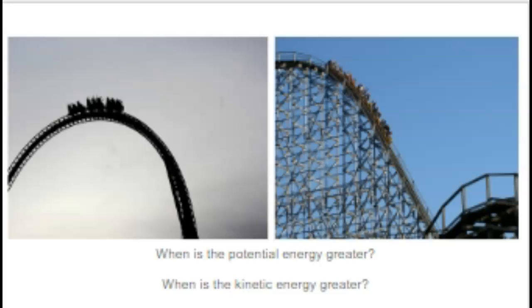Which picture shows greater kinetic energy? Well, the picture on the right shows greater kinetic energy because the car is moving down the first large hill. The kinetic energy will actually be at the greatest when the car reaches the bottom of the first hill, when it's at its fastest speed of the ride.